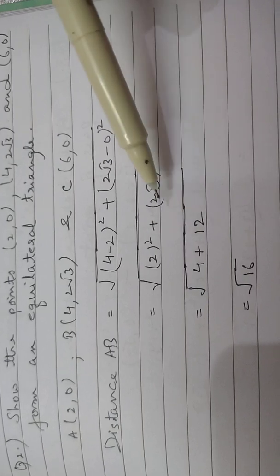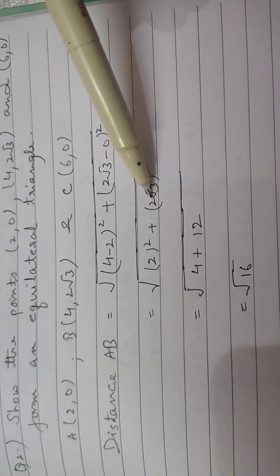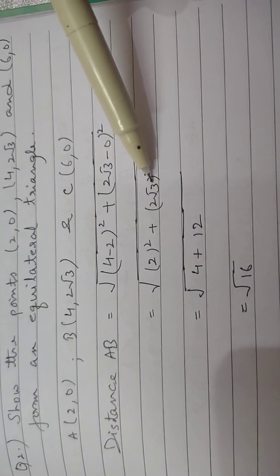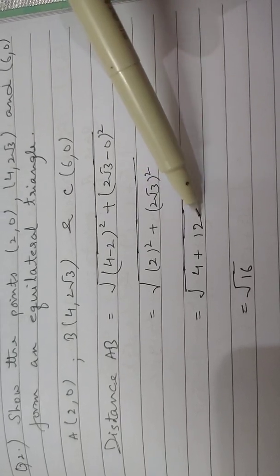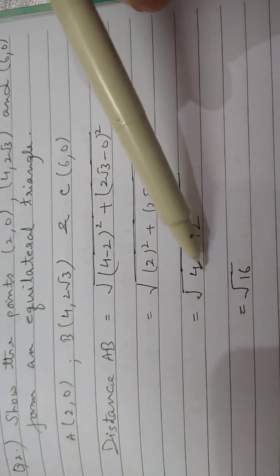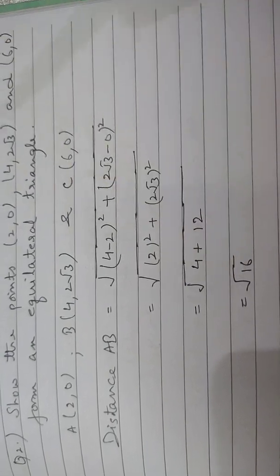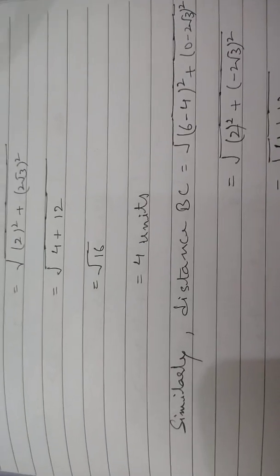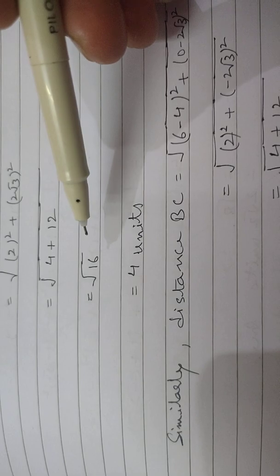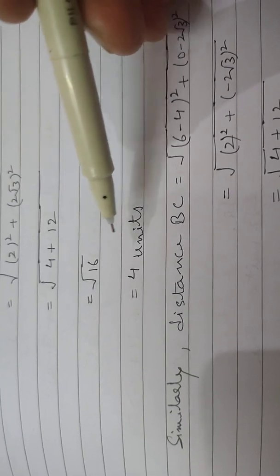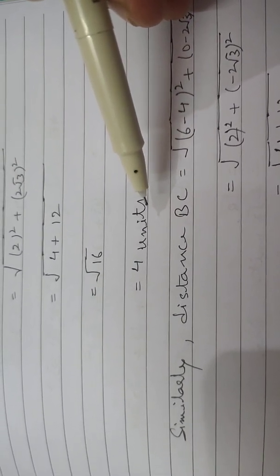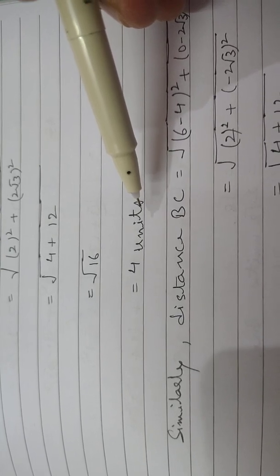How has it come out to be 12? See, 2 square will be 4 and √3 square will be just 3. So 4 into 3 will give us 12. Now under the root sign it will be 4 plus 12, which will give us the value as √16. Now once we have got this perfect square 16 under the root sign, it will give us the value as 4 units. So the distance between A and B is 4 units.